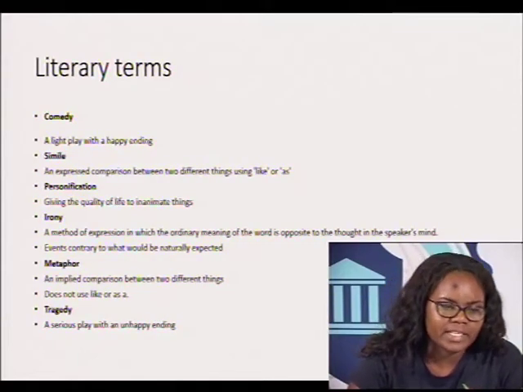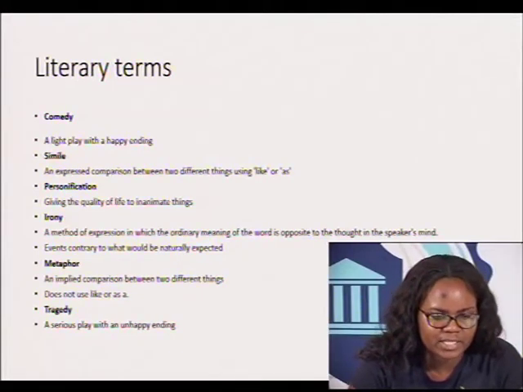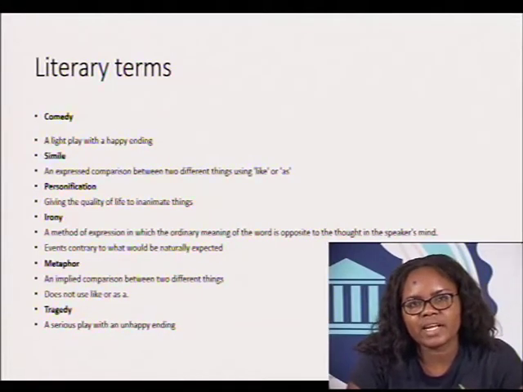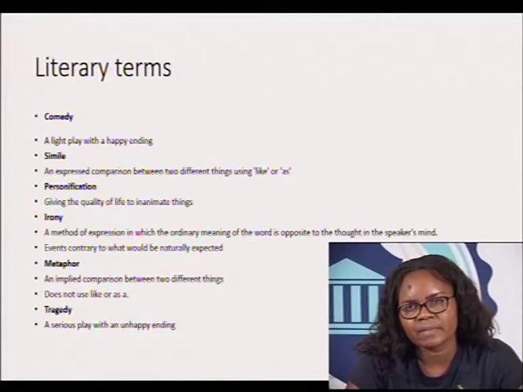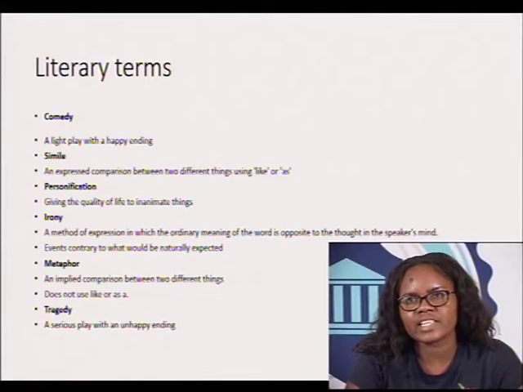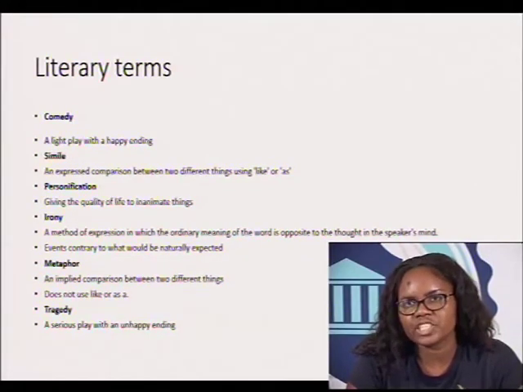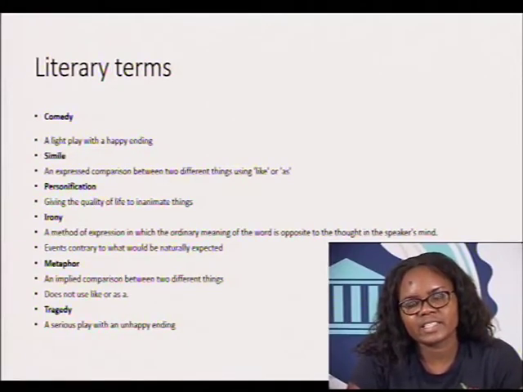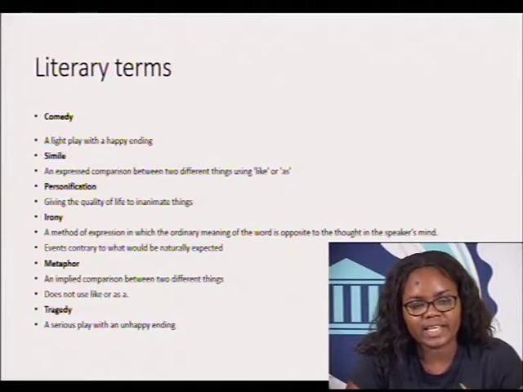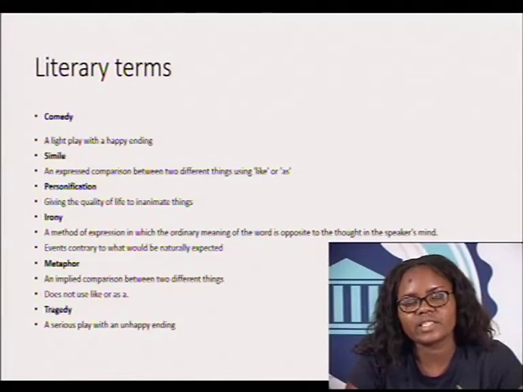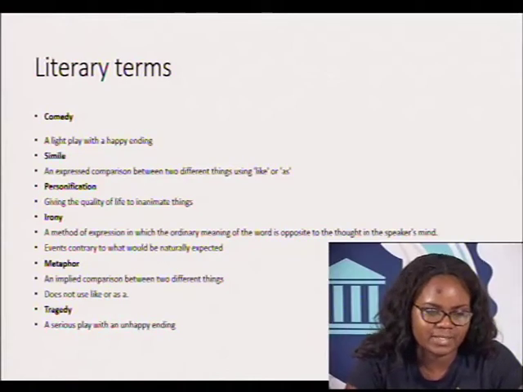The next term is tragedy. A tragedy is a play with an unhappy ending. An example of that I can give is a story in which, let's say, people are in love and they work well together. They don't have any problems in their relationship, but at the end of the play, one of the characters dies. That is quite an unhappy ending, so it qualifies to be called a tragedy.